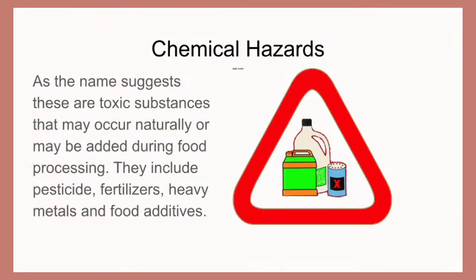Moving on to chemical contaminants or chemical hazards. Now, as the name suggests, these are toxic substances that may occur naturally or may be added during food processing. And these would include things such as pesticides, fertilizers, heavy metals, and food additives.